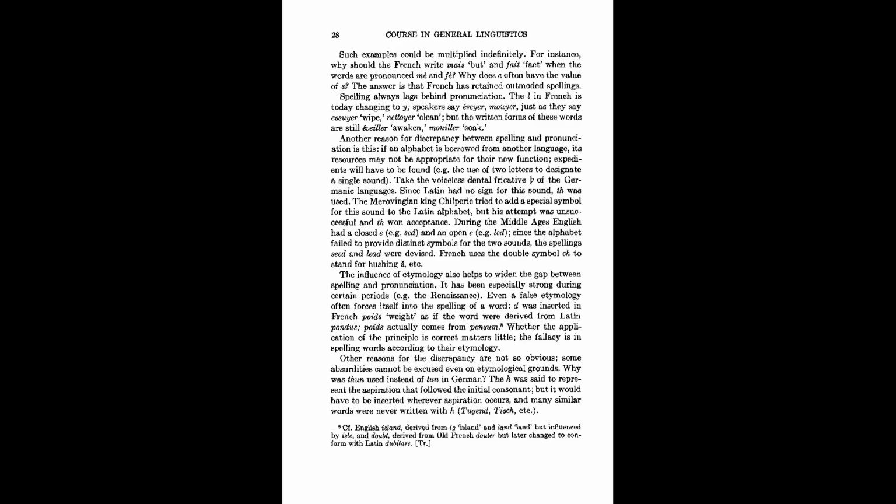The influence of etymology also helps to widen the gap between spelling and pronunciation. It has been especially strong during certain periods, for example, the Renaissance. Even a false etymology often forces itself into the spelling of a word. D was inserted in French pois, weight, as if the word were derived from Latin pondus. Pois actually comes from pensum.